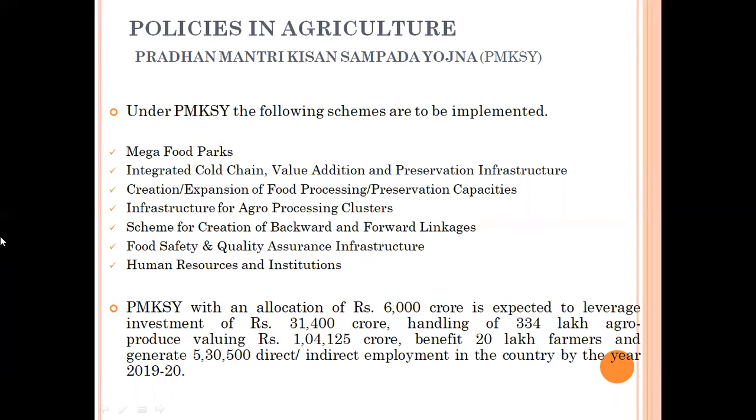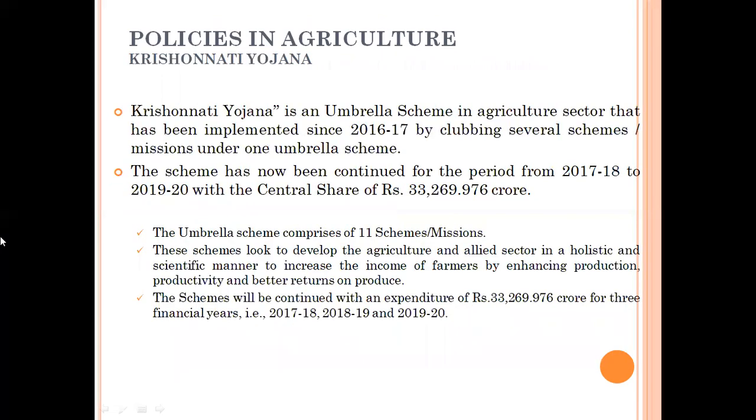And for this scheme, 6,000 crore expenditure came, and investment was made of 31,400 crores, and this gave the benefit to 20 lakh farmers, and almost 5,30,000 people were directly or indirectly employed under this scheme in the year 2019-20.